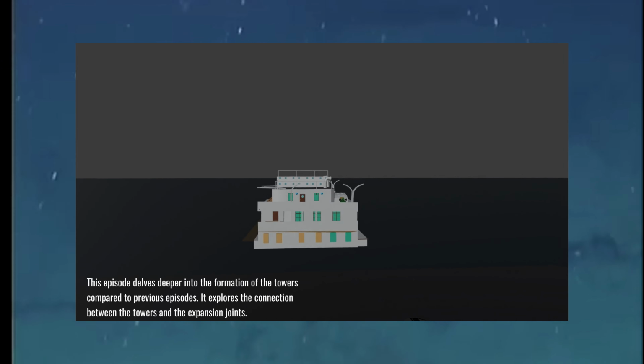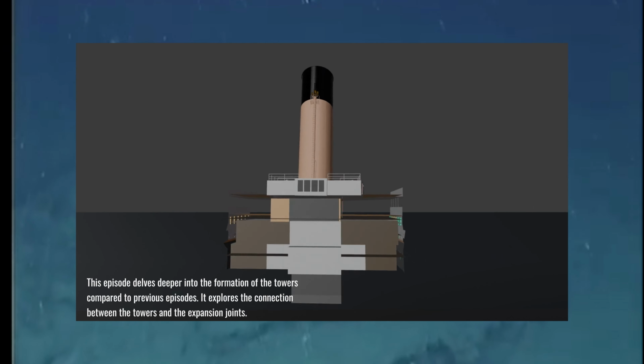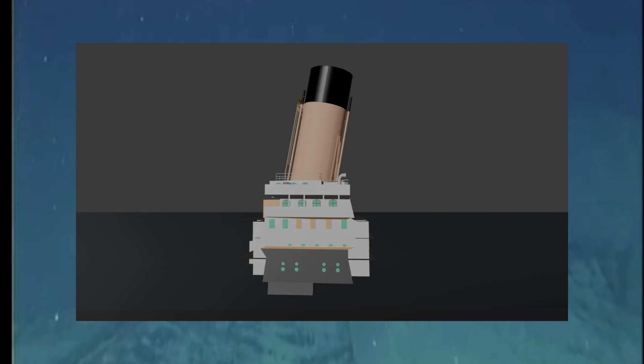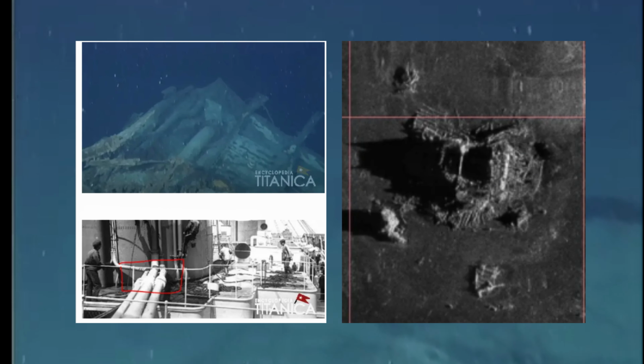Prior to delving into the theory, let us understand how the towers formed, what made them form in the first place, and the roles they played in the ship's breakup, explaining what the survivors saw, which will be followed in one of the chapters. Now let's talk about the towers and how they formed.